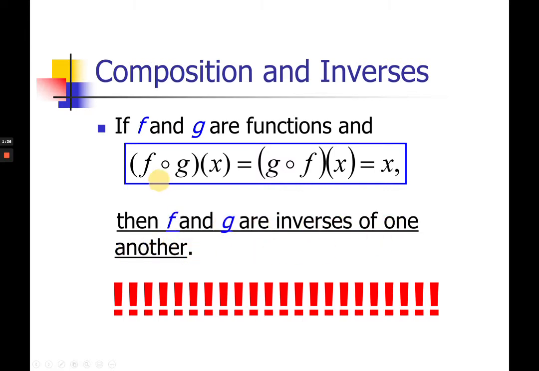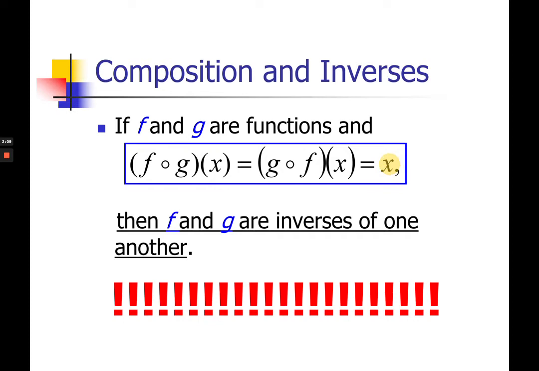What does this mean? If you perform composition of f and g of x and it results in x, it's going to be the same if you perform g composed with f of x. If both results are x, because either way it will be equal to x, then we can conclude that the given functions are inverses of each other.